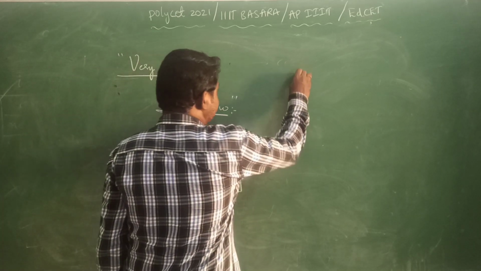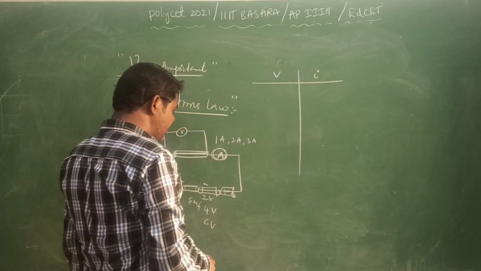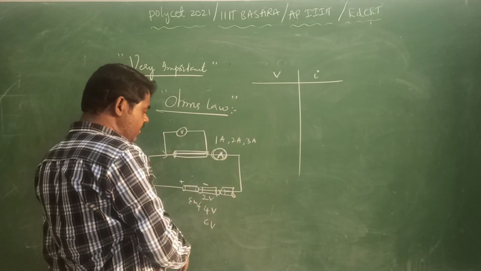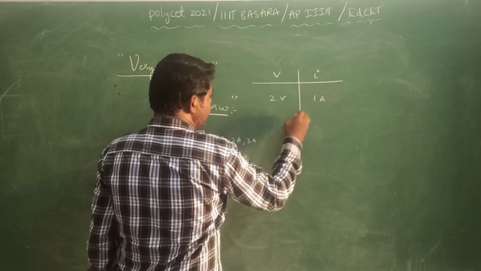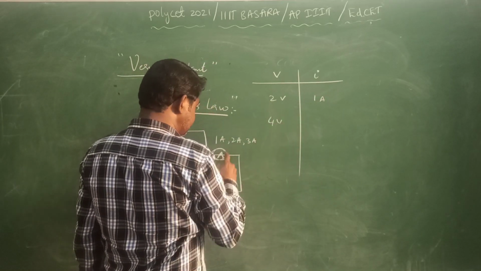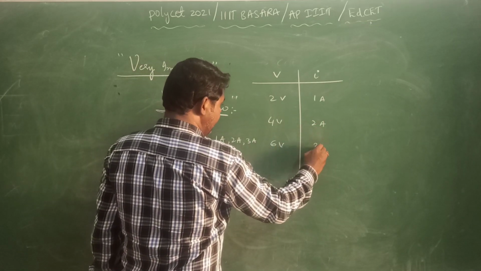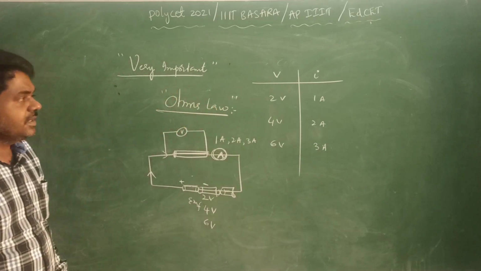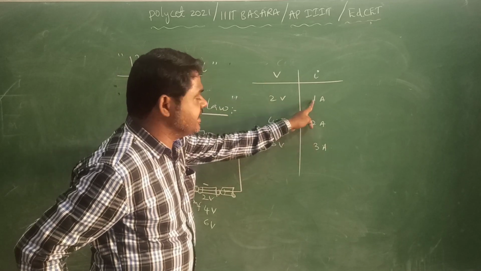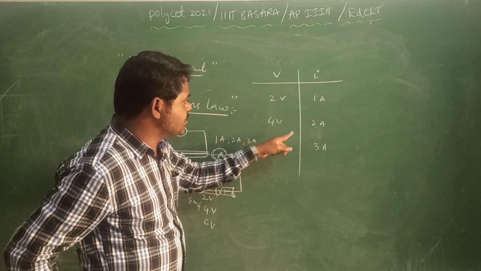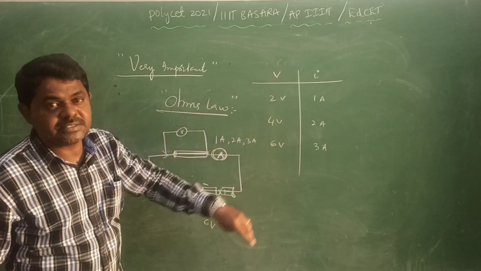So if you plot the table for voltage and current, if you draw the readings of voltage and current: when voltage is 2 volts, current is 1 ampere. When it is 4 volts, current is 2 amperes. And when it is 6 volts, current is 3 amperes. So as voltage increases by 2, current increases by 1. Again, increase in voltage is 2, increase in current is 1. So as voltage is increasing, current is also increasing.